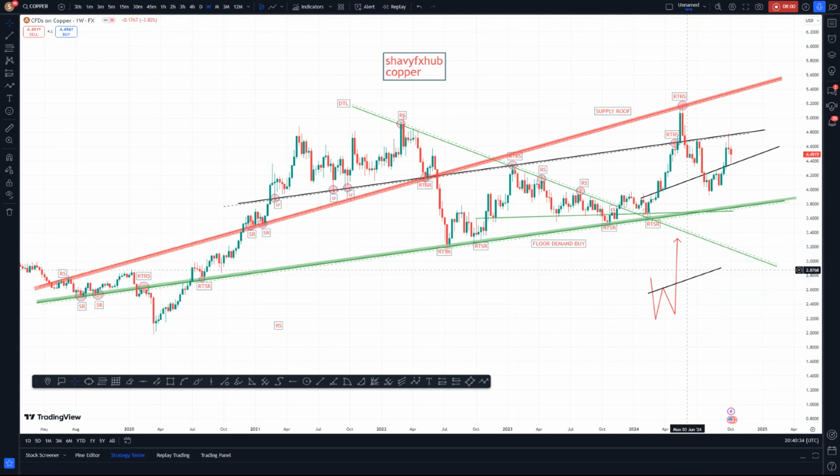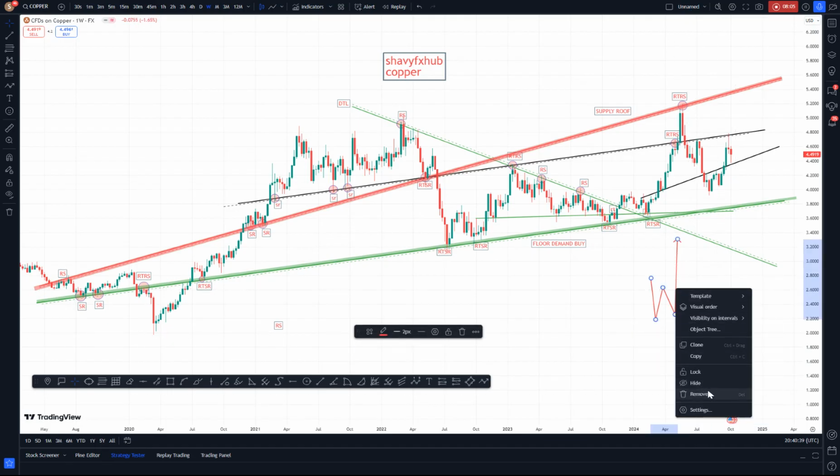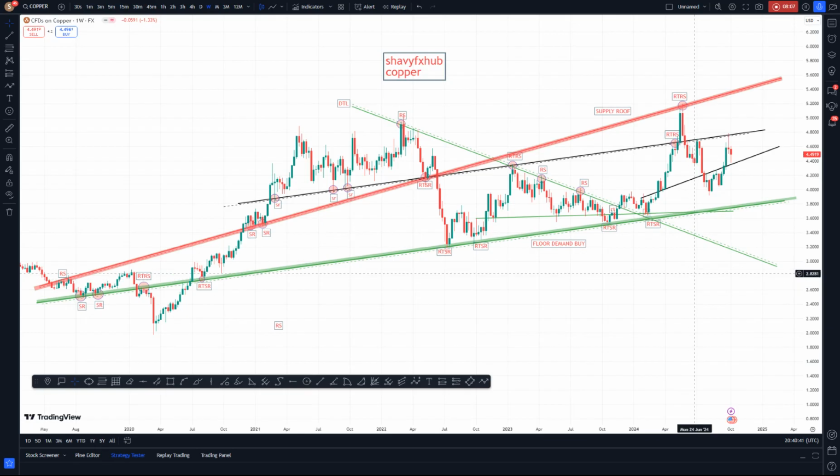So the structure is telling us what the copper market looks like and where price may be headed. This is our supply roof. This is our demand floor for copper. We take reference from 2019 to 2024 to watch the price. So this is the current all-time high broken in the month of June. In the month of May, copper broke the previous price, but rejected as fast as possible.